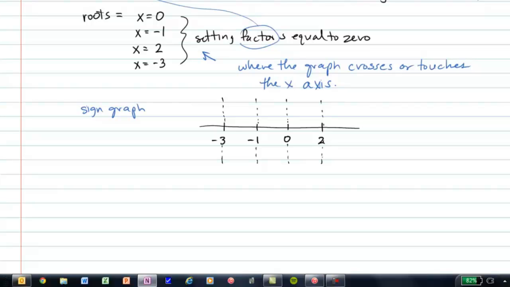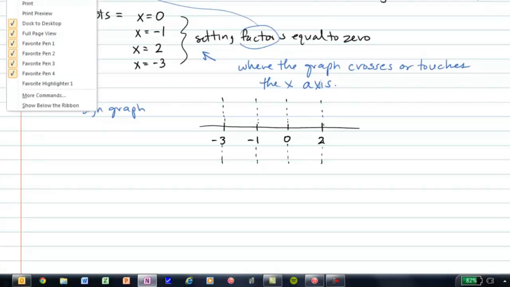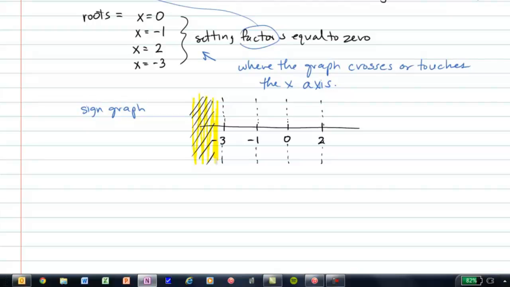Okay? And the way I do that is I choose a value that is in that area that I'm interested in. So for example, if I am looking at this area over here, what I want to choose is a number that would be less than -3. So we can choose like -4. And what we do is we plug -4 in for x. So plug in -4. And what I'm going to test is all of the possible values. So remember, our original function was x times x plus 1 times x minus 2 times x plus 3.